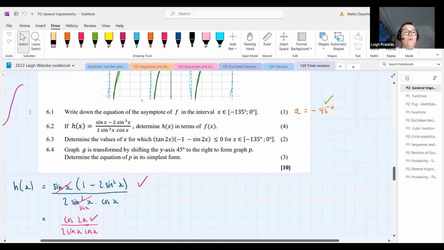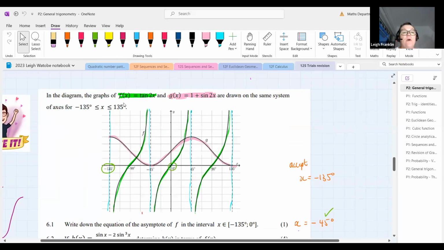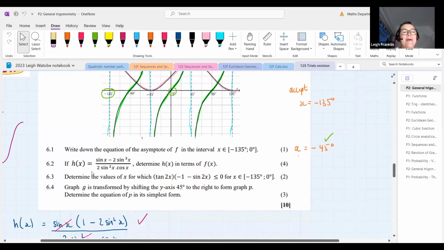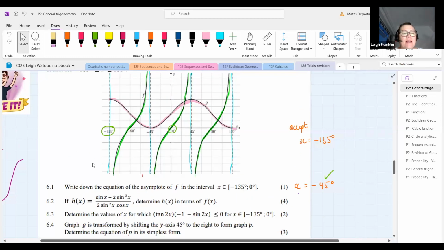Okay, so if you recall from last time, we were given the graph f of x equals tan 2x and the graph g of x equals 1 plus sine 2x, for x greater than or equal to negative 135 and up to 135. And we had answered questions 6.1 and 6.2. And then I almost said the bell went. We're not at school. But the lesson ended and we didn't manage to do 6.3 and 6.4.